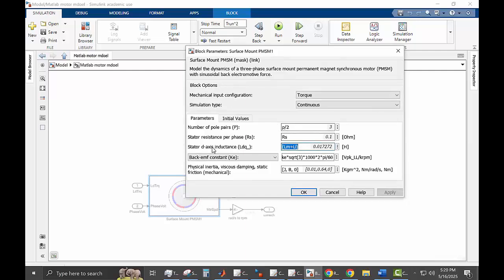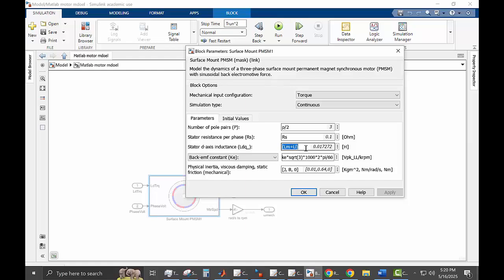The value for the DQ inductance, and in this case, when we go to advanced electric drives, we'll see motors with some kind of saliency, like an interior permanent magnet, where the inductance across one axis will not be the same as the inductance across the other axis.